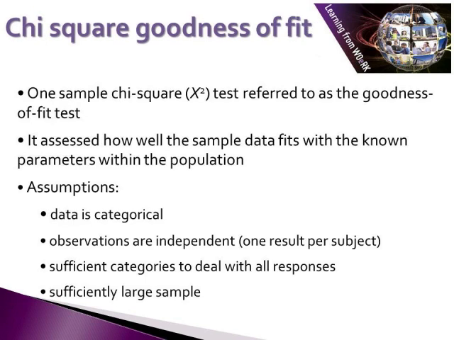Now, the one sample chi-square test is referred to as the goodness of fit test. What it does is assess how well the sample data fits with the known parameters of the population. There are a number of assumptions that we adhere to. The first is that the data is categorical. The second is that the observations are independent, so there is one result per subject. The third is that there are sufficient categories to deal with all responses. So if somebody responds to a survey question, their response can be recorded because there's a category for it to go into. And also that the sample is sufficiently large.